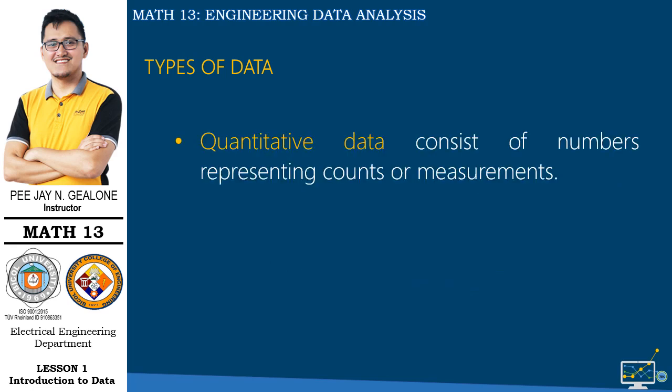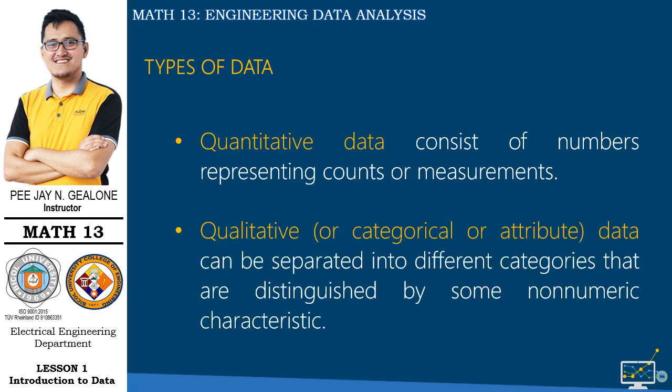The second type of data that we should look into is the difference between quantitative data and qualitative data. So quantitative data consists of numbers, remember this, that represent counts or measurements. Okay? So for example, age, so that's a number. For example, height, that is also a number.